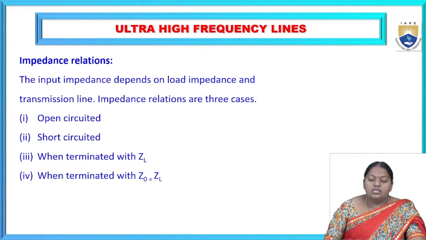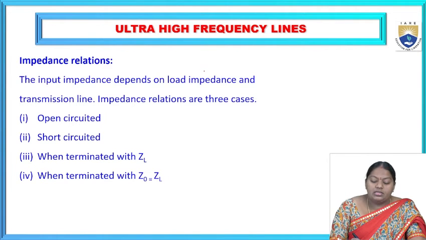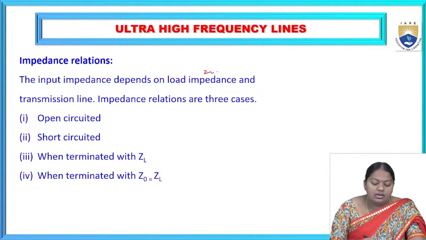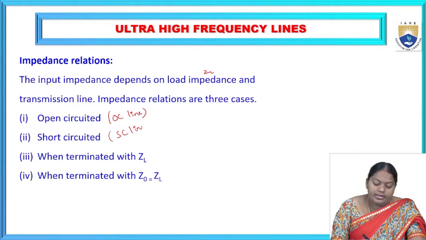Now, to analyze these ultra high frequency lines as circuit elements, we will consider three different cases of impedance relations. The input impedance depends on the load impedance on the transmission line. Generally, the input impedance calculation depends upon the load impedance ZL and the transmission line. Right? So the three cases are, firstly, open circuited lines, called OC lines, and short circuited lines, or SC lines.